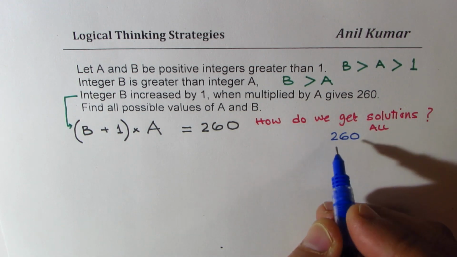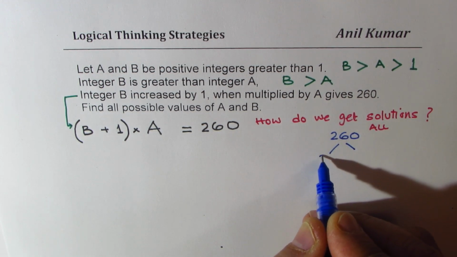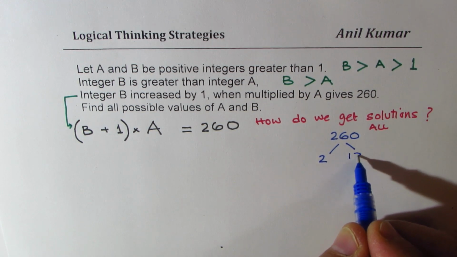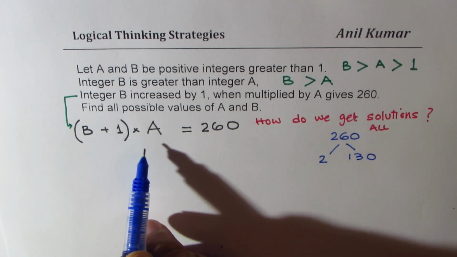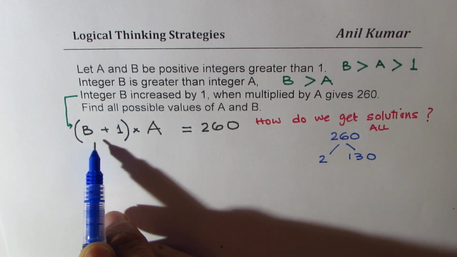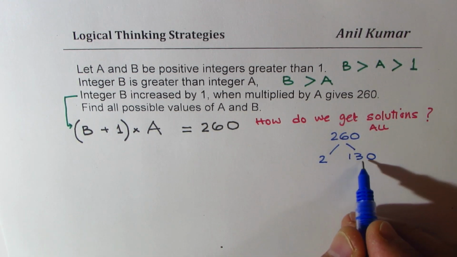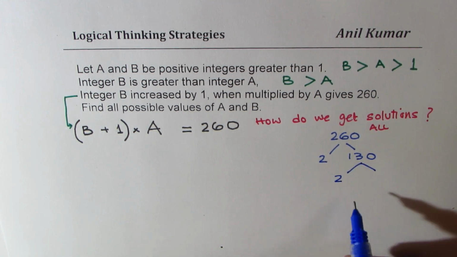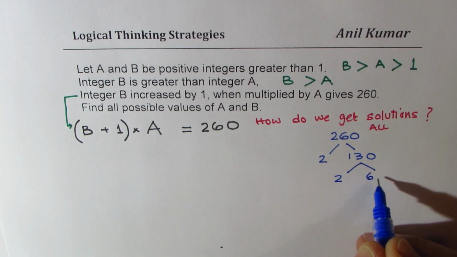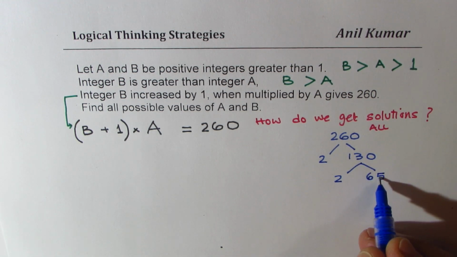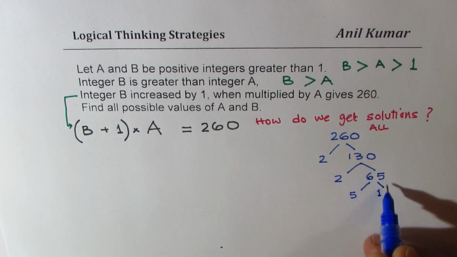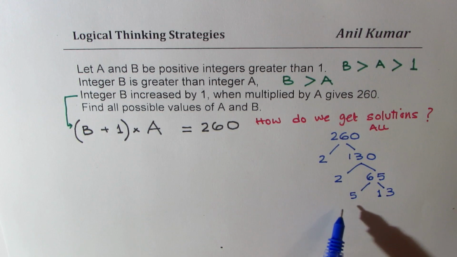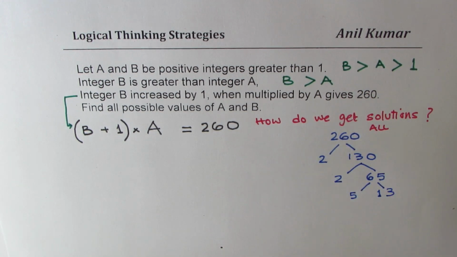So what we could do here is get 260 by dividing by 2. In that case we get 130. 2 times 130 is this. So we could have 2 times 130, correct? We could divide this by 2 again. If I divide this by 2 again, we get 65. Now 65 ends with 5, so I could divide this by 5, right? So 5 times 13 gives 65. So you get all the numbers which when multiplied can give you 260. Right? So this is one way of doing it.